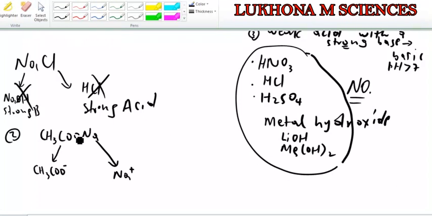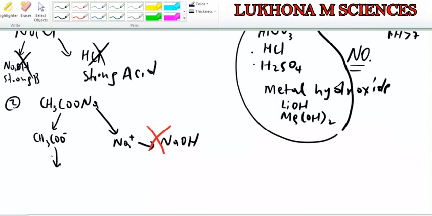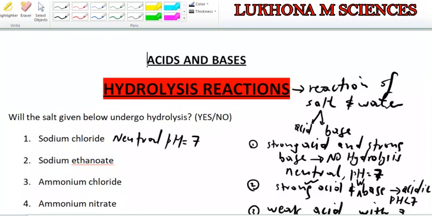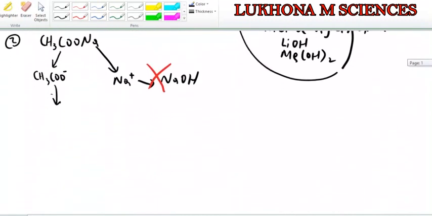Now this one is from the base, which is sodium hydroxide, which is a strong base. Therefore, hydrolysis will not take place. Let's look at this one. This ion is from ethanoic acid, which is a weak acid, meaning that this one will undergo hydrolysis. Now let's perform the hydrolysis.